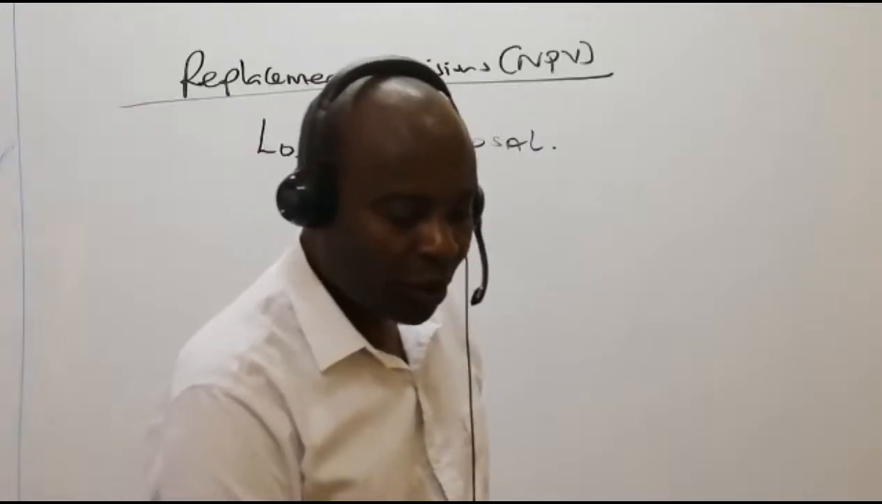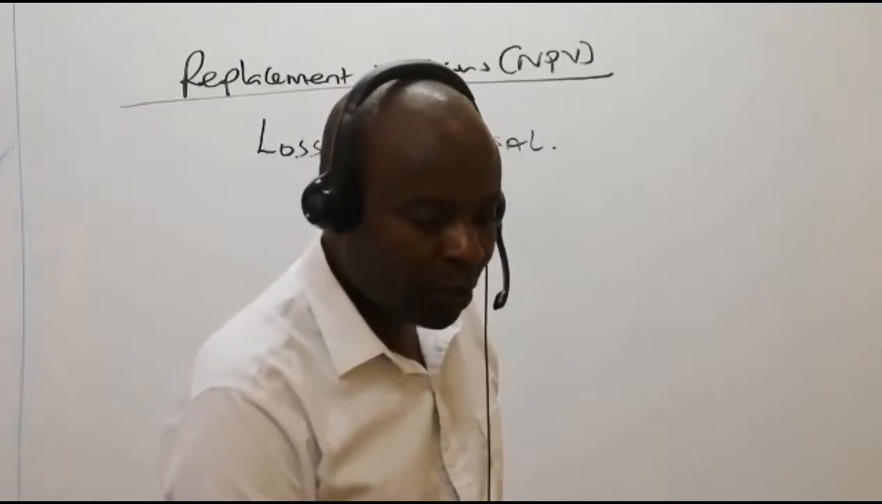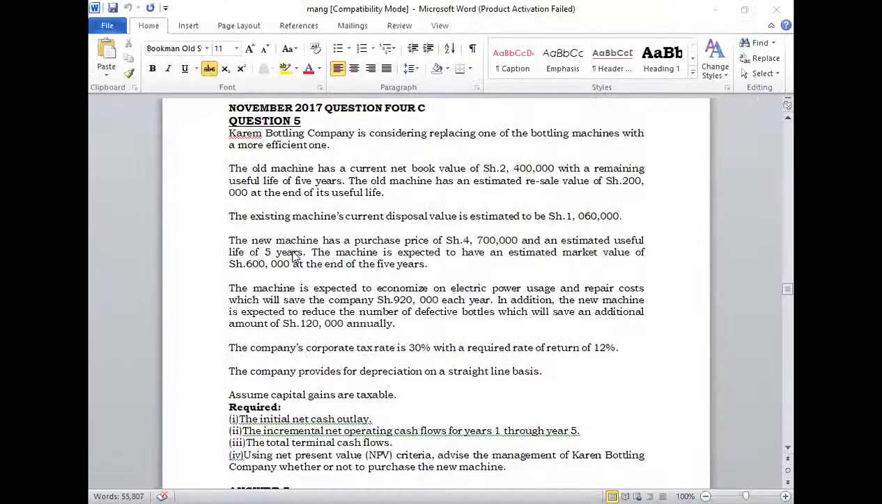So ladies and gentlemen, the loss on disposal is here. We know that this old machine has a current net book value of 2.4 million with a remaining useful life of 5 years. The old machine has an estimated resale value of 200,000 at the end of its useful life. Most importantly, should we want to sell this existing machine today, its current disposal value is estimated to be 60,000.